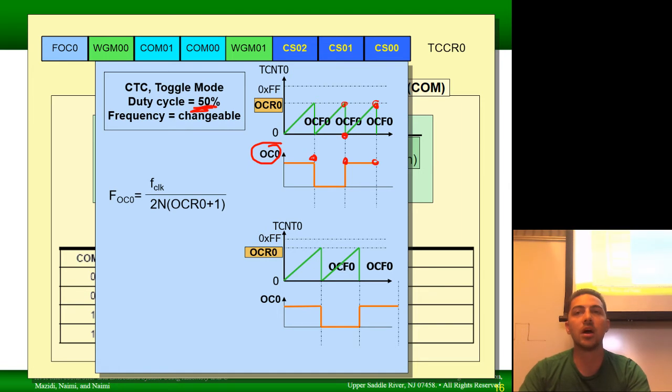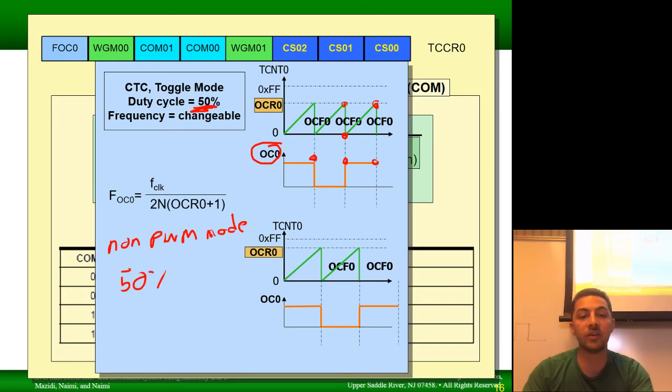And that's the thing about COM mode, compare output mode, waveform generation mode, in non-PWM modes, it's always 50% duty cycle. It's 50% on, 50% off. Okay? A 25% duty cycle would be on for 25% of the time, off for 75%. This is 25% duty cycle. It's about how long it's on.